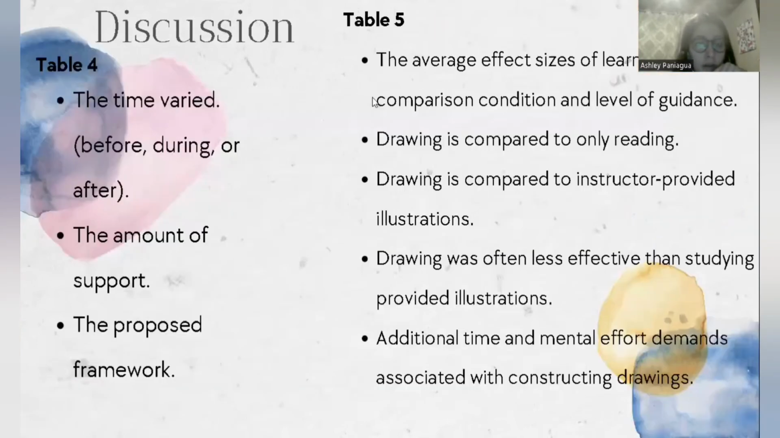And now in the discussion part, which is where the authors explained the results in a detailed way. First, in Table 4, it's how the time varied, which means that these methods may vary based on the time at which they are implemented in the drawing process, which is before, during, or after. Then it's how the amount of support is crucial: the amount of support they provided to the students and their primary instructional functions.